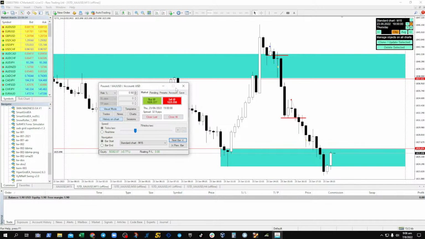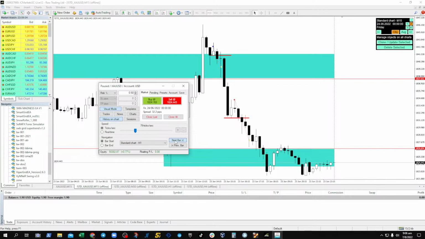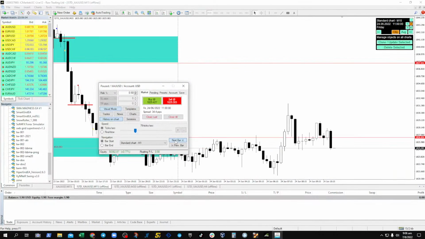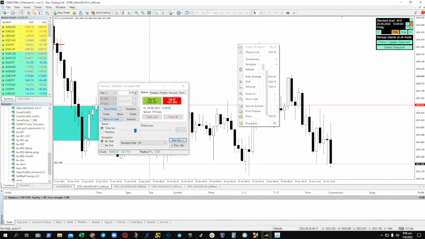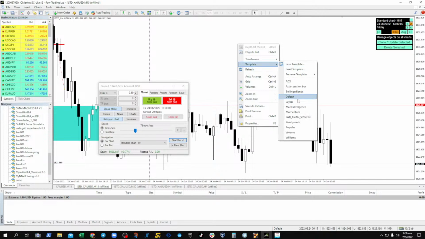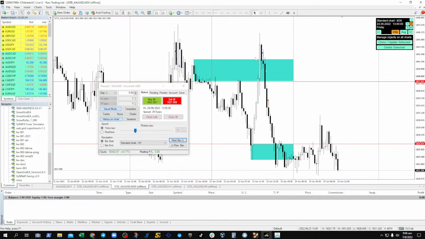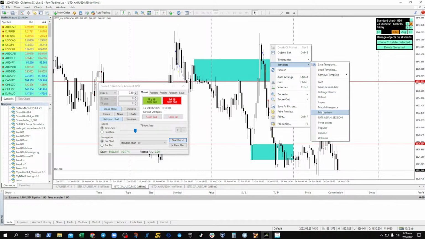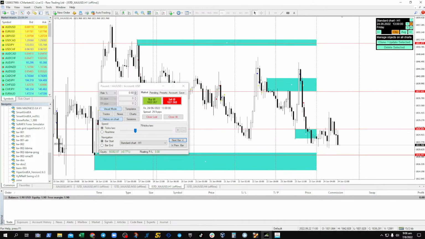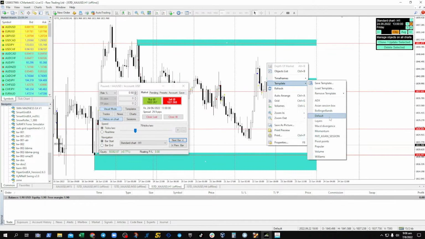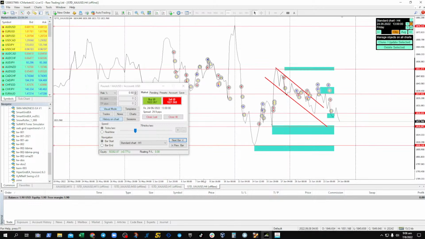Alright, next one. Last day of the week, Friday. Let's go there. 4, 5, 6, 7. Okay, there you go. We clear the chart. Default template, default template, default, and there you go.